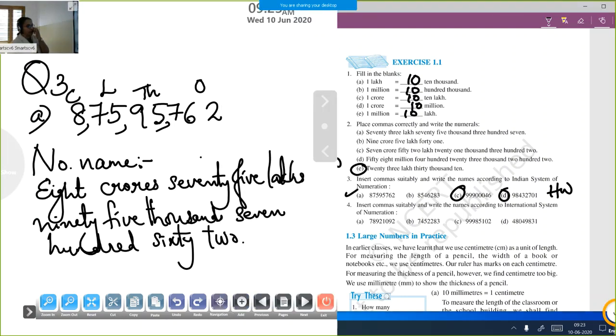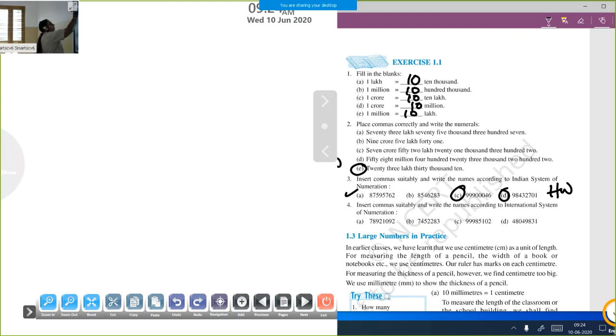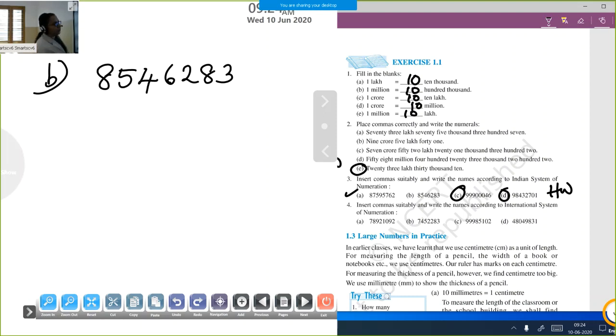Now teacher is going to the second question. Teacher is changing the board, children. Hope you have copied down properly. Shall I move to the next one? Okay, we are going to the second question. Copy down properly. Okay, teacher is going to the next one, children. Second part of the question, teacher is writing the digits as they are, 854 6283. Correct. Teacher copied down the number properly.